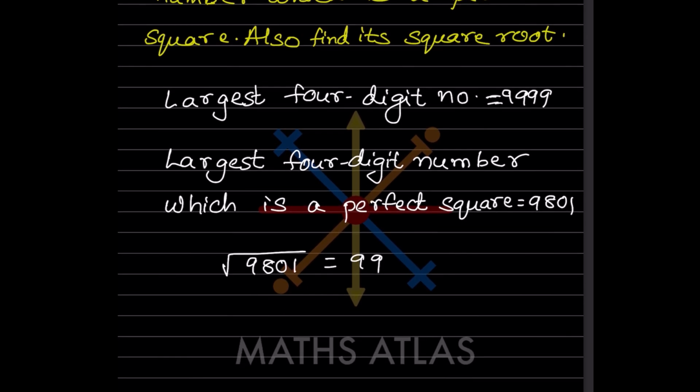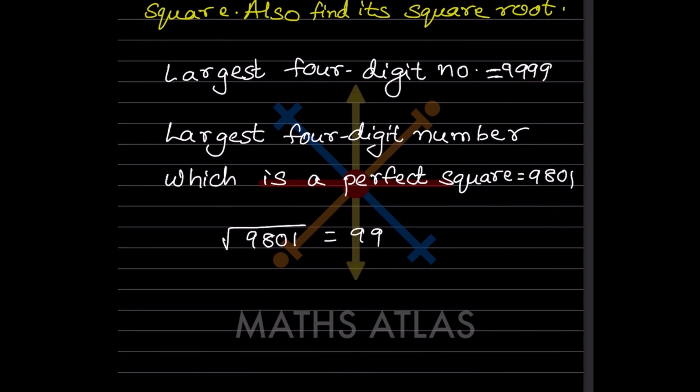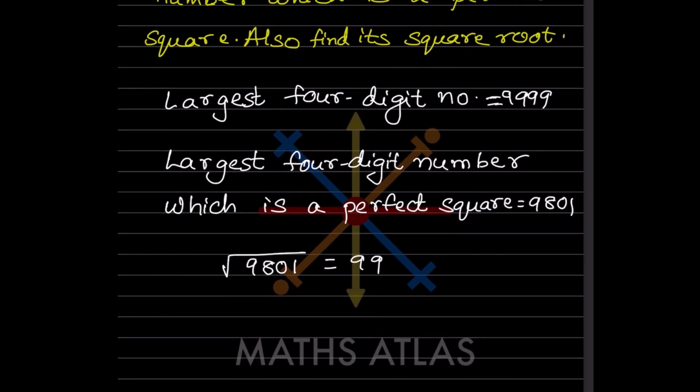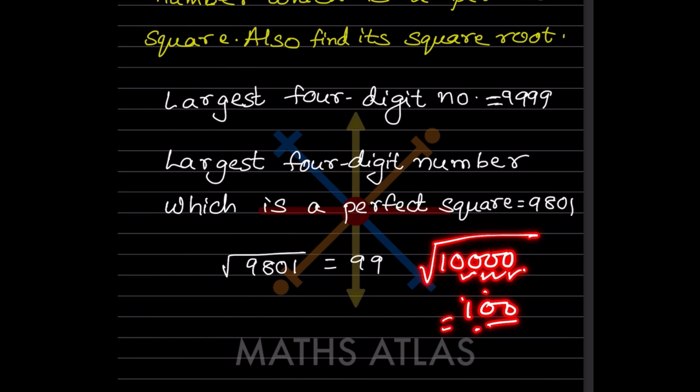So 9999 is not a perfect square. So we have to see the nearest one. So what are we going to do first? 10,000 we know. The square root of 10,000 will be 100, because 100 into 100 gives 1, 2, 3, 4 zeros. When you take the square root, it will be half the number of zeros, so that is going to be 100. So we want lesser than that.